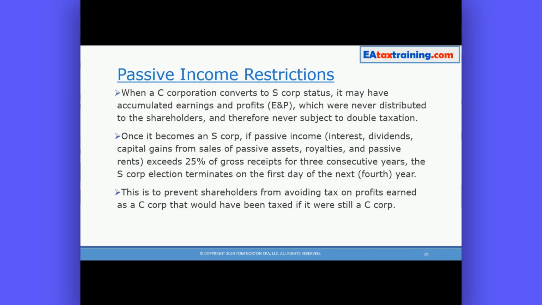If your passive income is more than 25% of your total income for 3 consecutive years, then we're going to assume that you're just doing this in order to avoid double taxation. So you are going to revert back to being a C Corp. So that is the purpose of this rule. We'll talk a little bit more about this passive type income a little bit later.